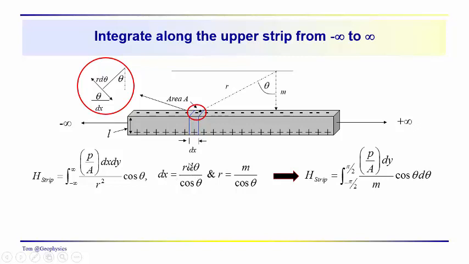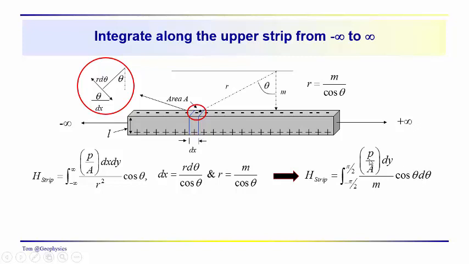Substituting for dx, we get rid of one r. We also get rid of a cosine of theta here, and I'm not showing all the steps, so try to follow along there. And then we can also see that r is equal to m over cosine of theta, so we have one remaining r here. That turns into m over cosine of theta. So that cosine of theta that we canceled out, we reintroduce, and now we're integrating over theta. So instead of going from minus infinity to infinity, we're going from minus pi over 2 to pi over 2, cosine of theta d theta.